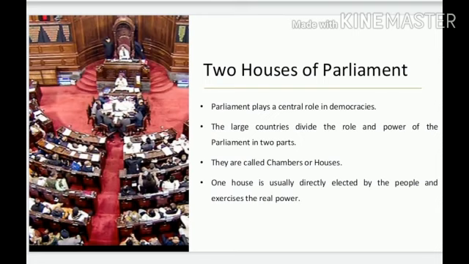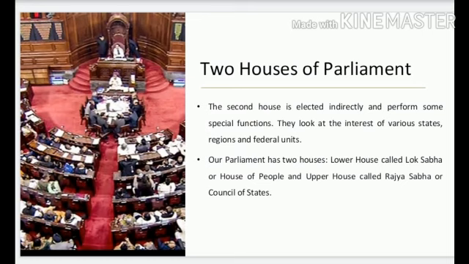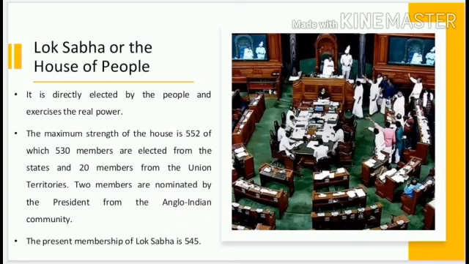Two houses of parliament. Parliament plays a central role in democracies. The large countries divide the role and power of the parliament in two parts. They are called chambers or houses. One house is usually directly elected by the people and exercises the real power. The second house is elected indirectly and performs some special functions. They look at the interest of various states, regions, and federal units. Our parliament has two houses: lower house called Lok Sabha or House of People, and upper house called Rajya Sabha or Council of States.